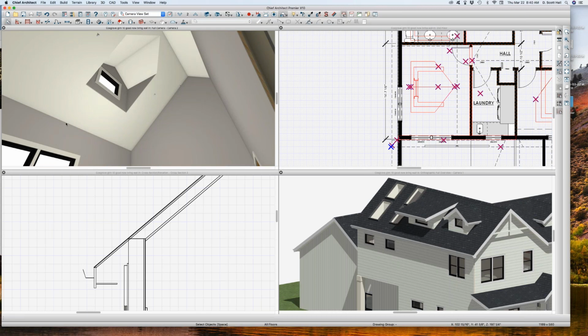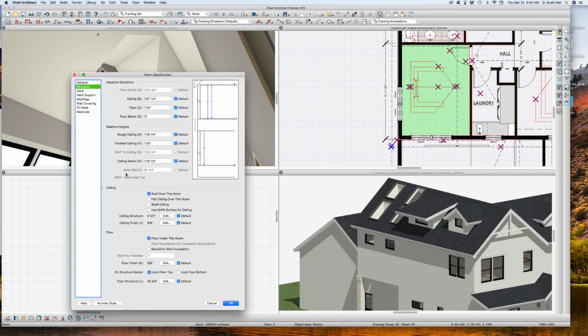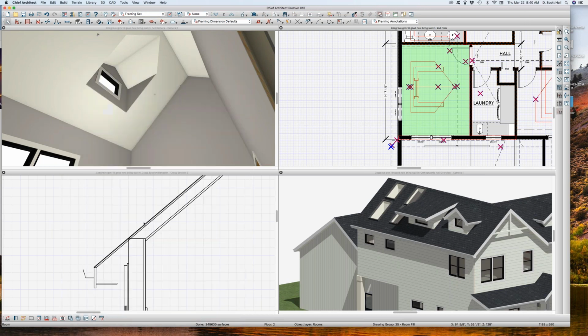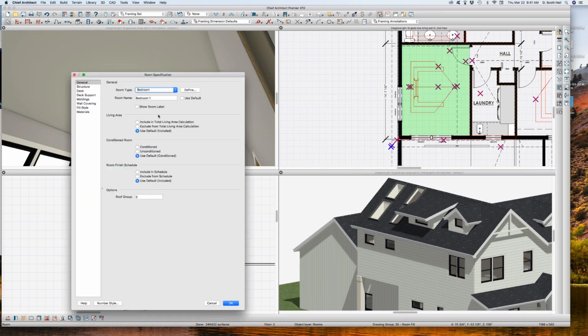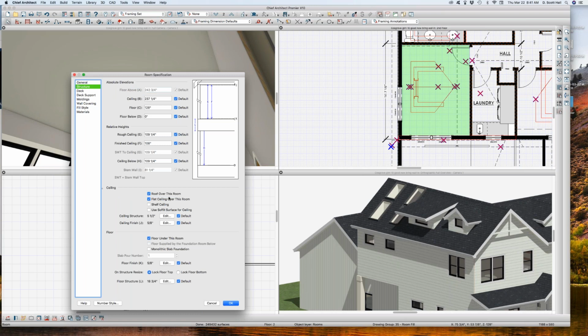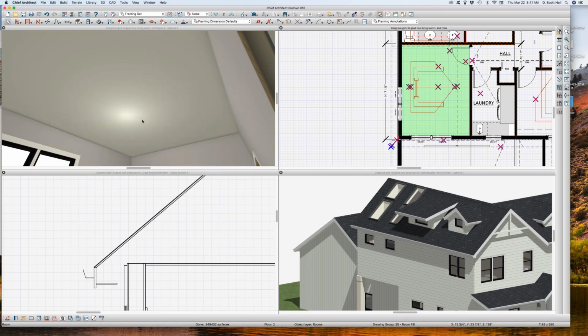And what could I put? What would happen if I made the structure a flat ceiling in this room? I'd probably lose the dormer, right? Well, I lost the dormer. So I mean, that doesn't work, does it? So the question is, how do I put a flat ceiling in this room and still have my dormer?